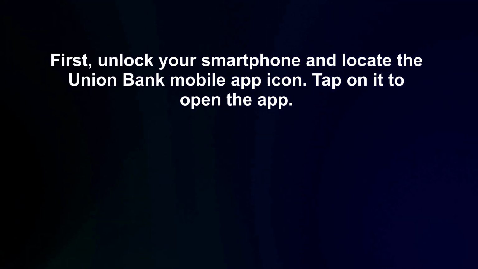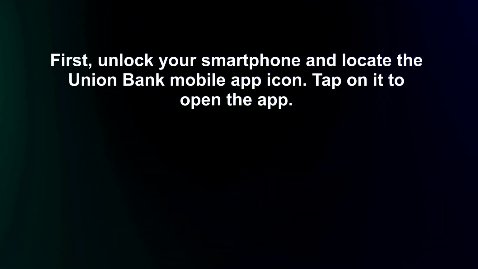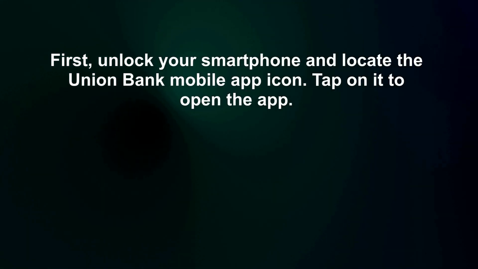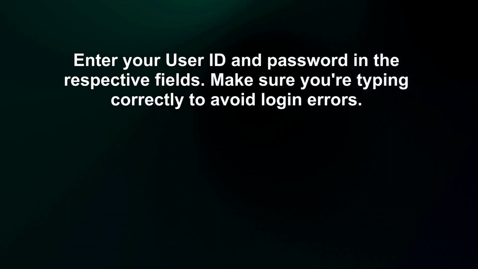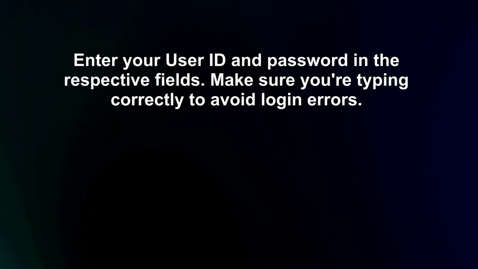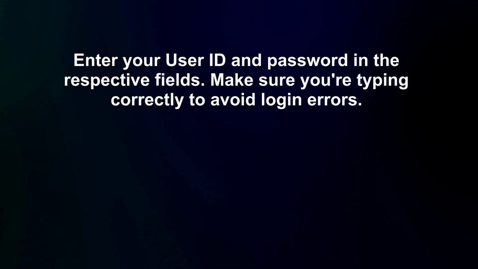First, unlock your smartphone and locate the Union Bank mobile app icon. Tap on it to open the app. Enter your user ID and password in the respective fields. Make sure you're typing correctly to avoid login errors.